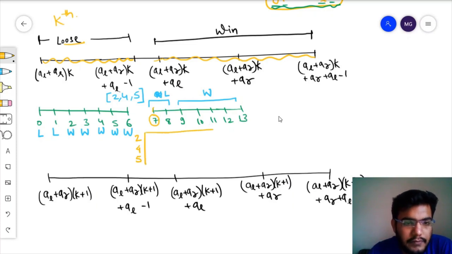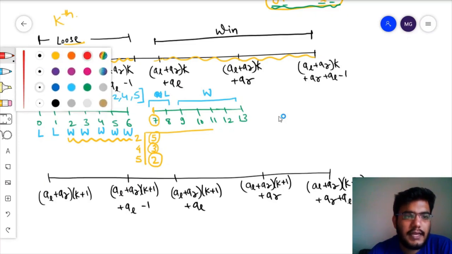So if we remove 2 objects, we have 5. If we remove 4 objects, we have 3. If we remove 5 objects, we have 2. And we can clearly see here that 5, 3 and 2, all of these correspond to the winning states only. So this particular state is a losing state. Similarly, we can see it for the case of 8 also.